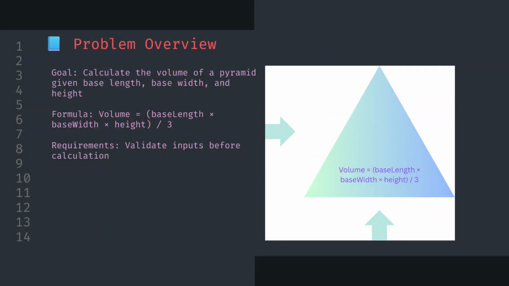In geometry, the volume of a pyramid is calculated using the formula length times width times height divided by 3. To keep things safe and clean, we also make sure the inputs are valid, meaning they must be numbers greater than 0. This ensures our function behaves well even with unexpected data.